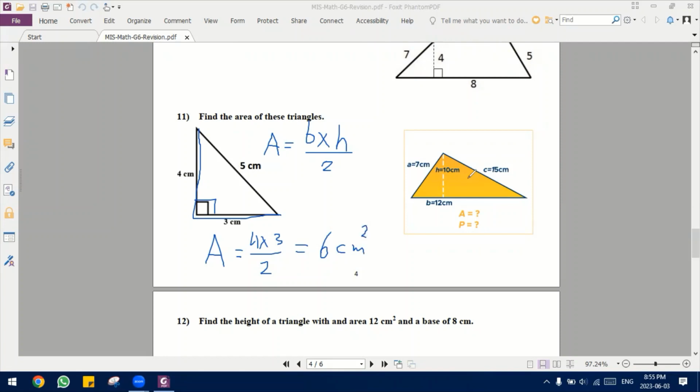Now for the second triangle, it's also base times height. So this is the base, 12, and this is the height, because here is the right angle. So we have the area here is 12 times 10 over 2. 12 divided by 2 is 6, and then times 10 is 60. What's the unit? Centimeter squared. So the area here is 60 centimeters squared. So the key here is we need to memorize the formula of the triangle.